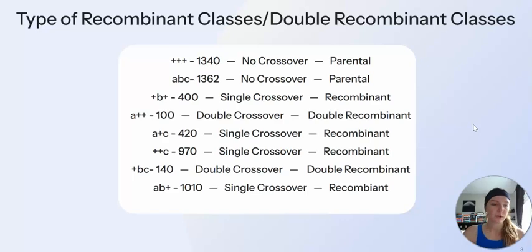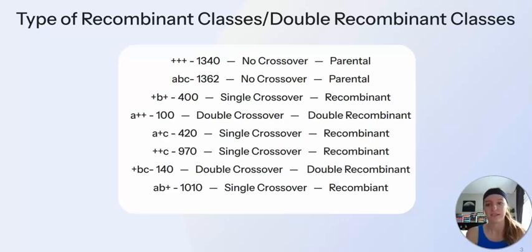And then from there, we can organize it into the recombinant classes and the double recombinant classes. The first one, plus plus plus, 1340, has no crossover, so it's parental. A B C, 1362, also has no crossover, so it's also parental. From there, we get into the recombinant and double recombinant classes. Plus B plus, 400, is a single crossover, so it's recombinant. A plus plus, 100, is a double crossover, which means it's double recombinant.